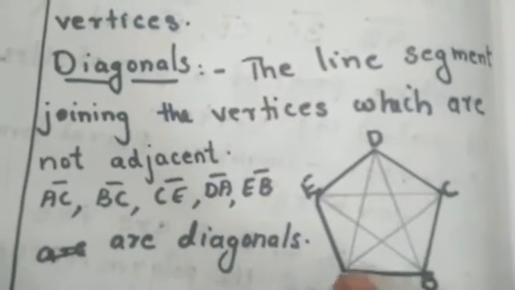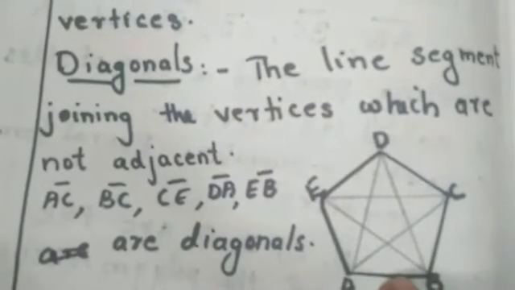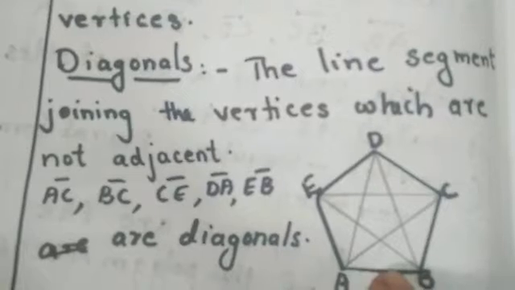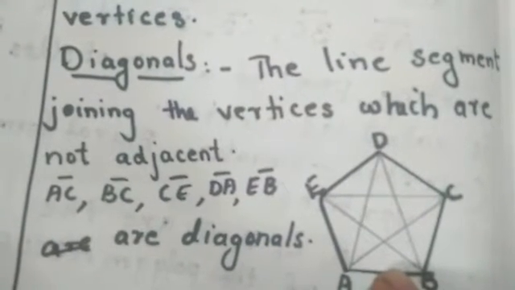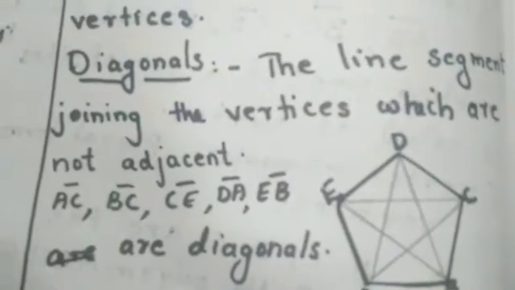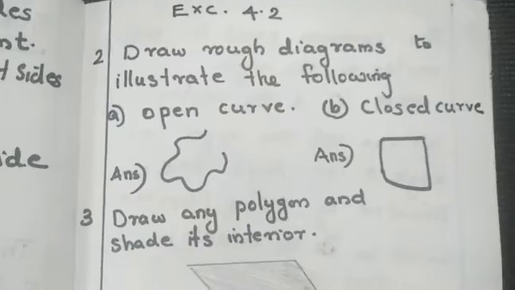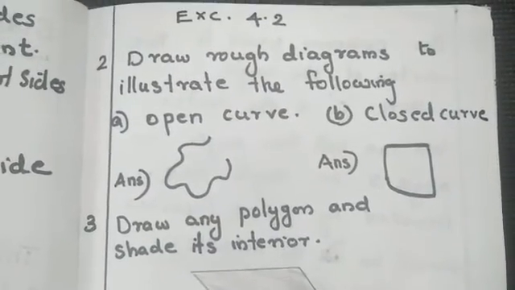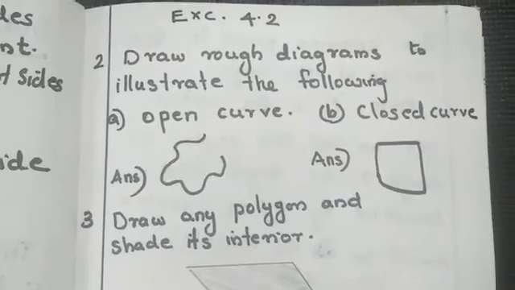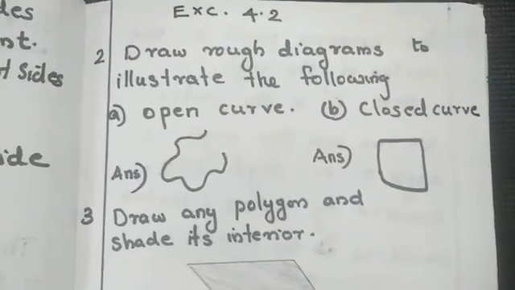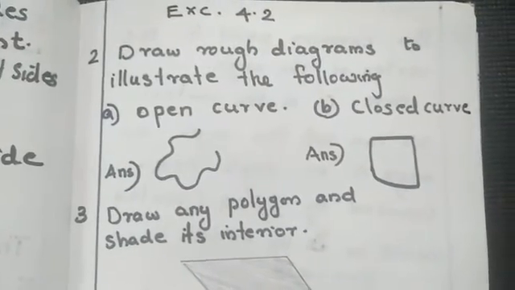Because if we are joining the adjacent vertices, we will get the sides of the polygon, not diagonals of the polygon. We understood the concept of diagonals. Okay. Next we can do exercise 4.2. First question you can do from the exercise page. It is very simple to identify open curve and closed curve.